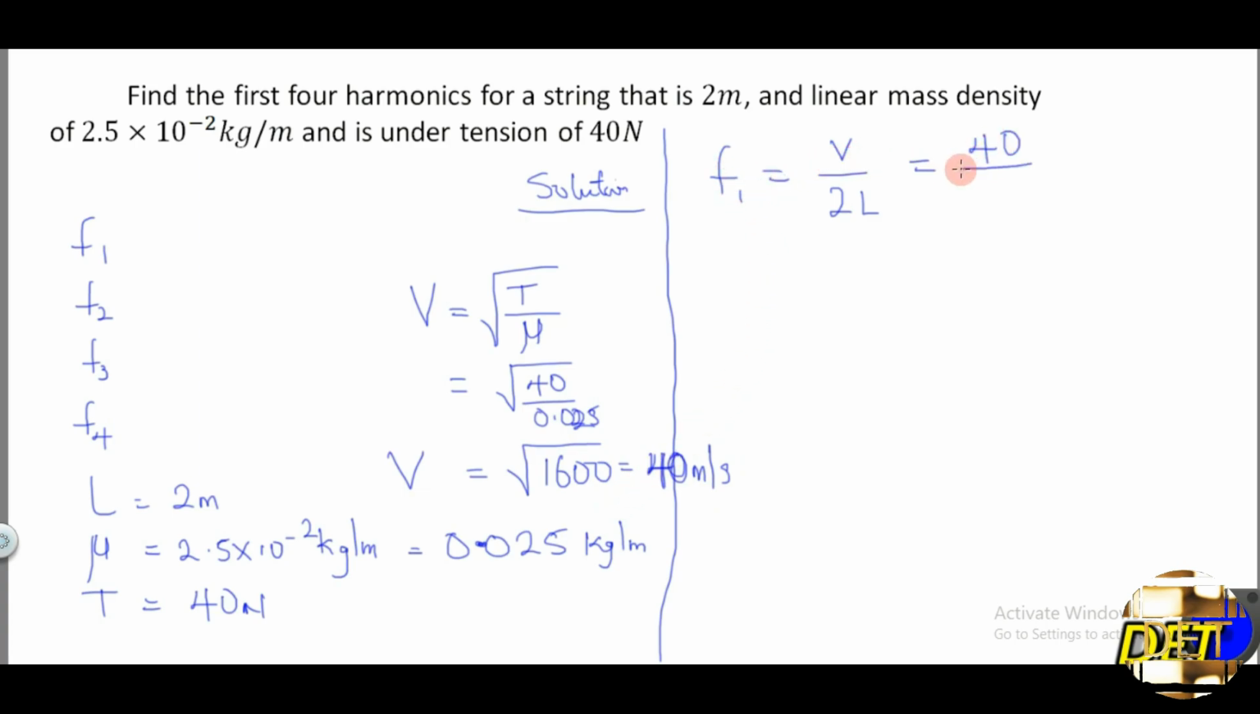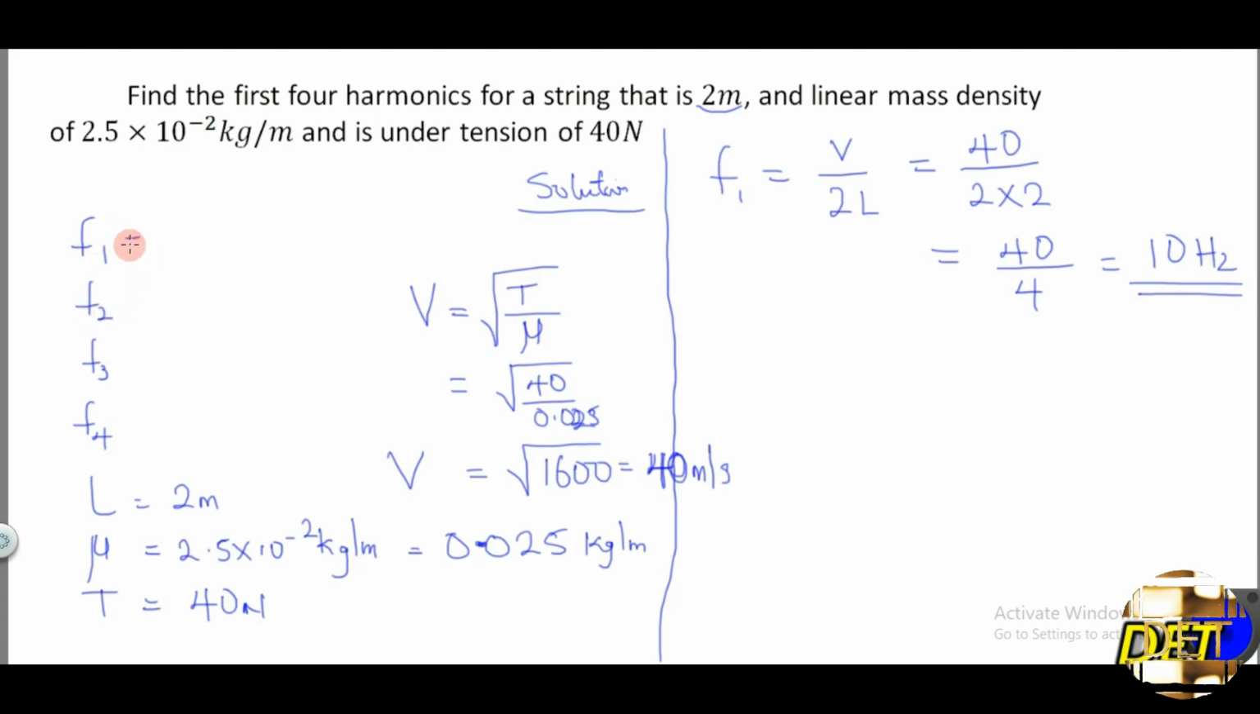So our frequency is equal to 40 meters per second divided by 2 times what? Our L is 2 meters from the equation. So times 2. So this will be equal to 40 divided by what? 2 times 2 is 4. 40 divided by 4 will give me 10 hertz, right? So this is my fundamental frequency.